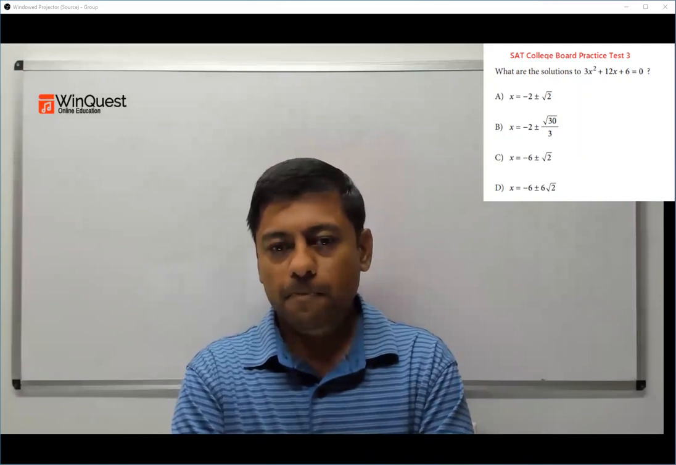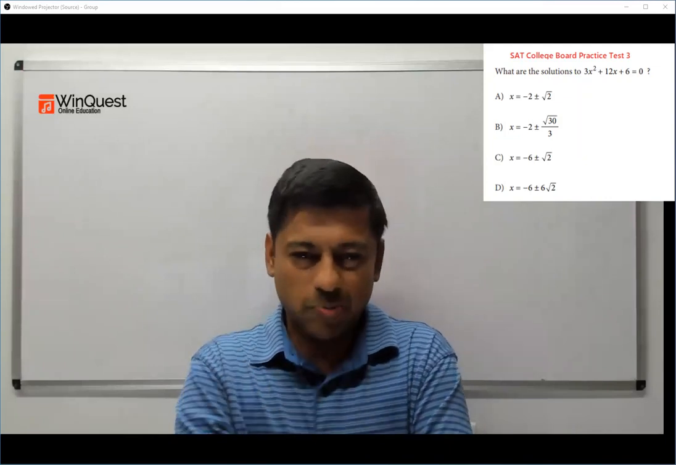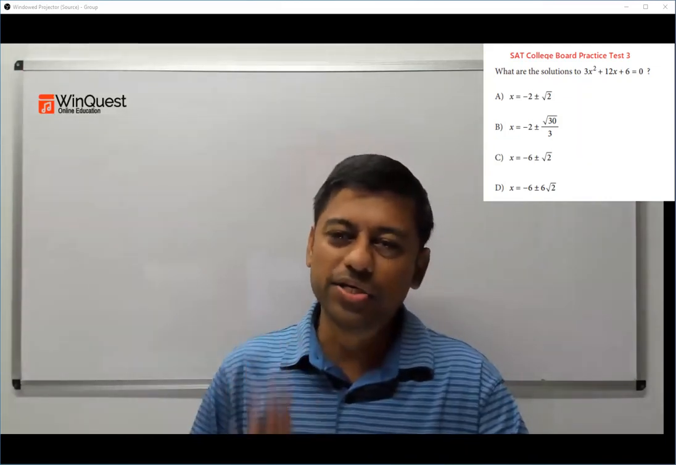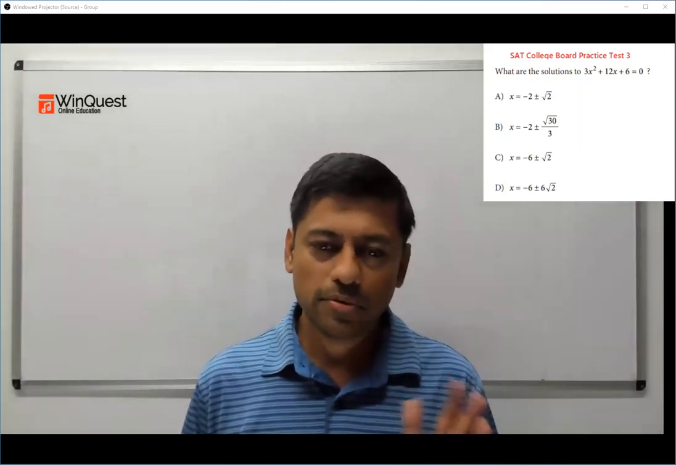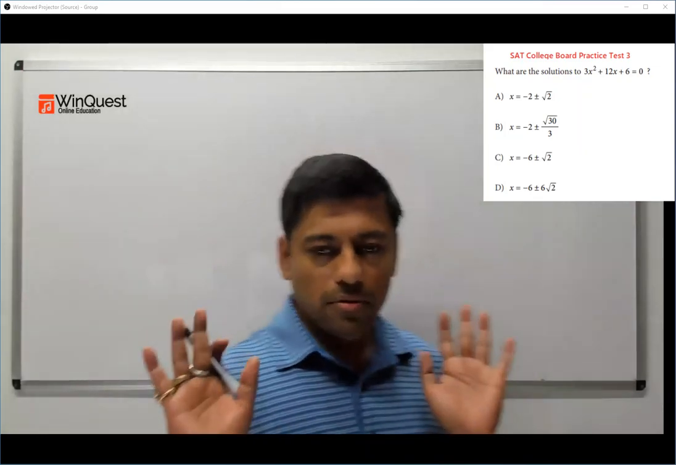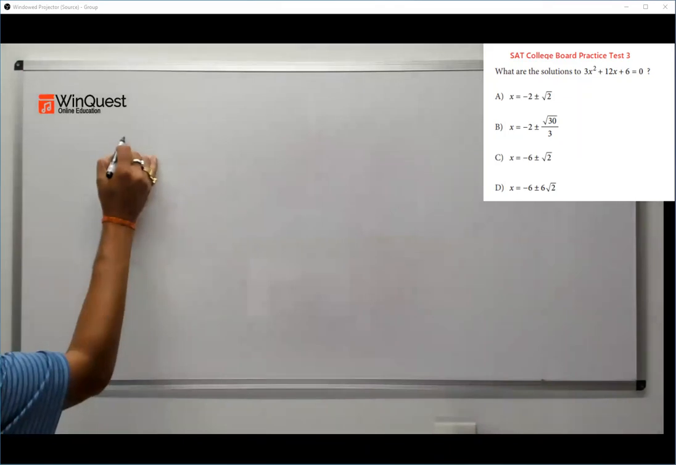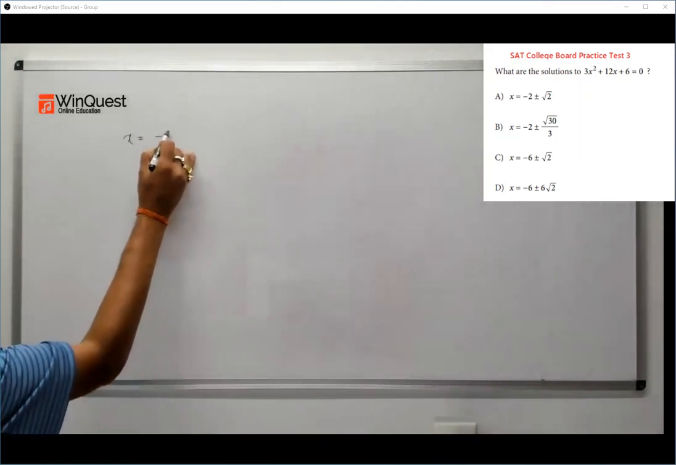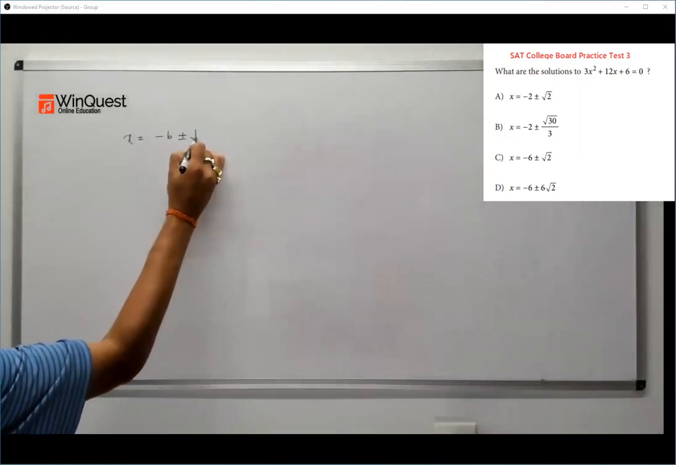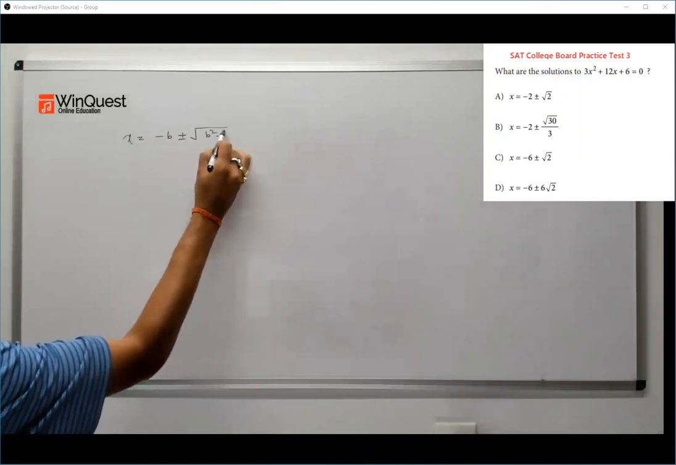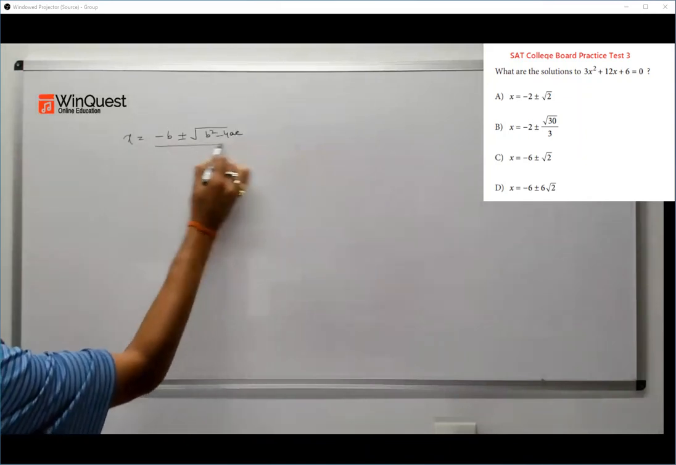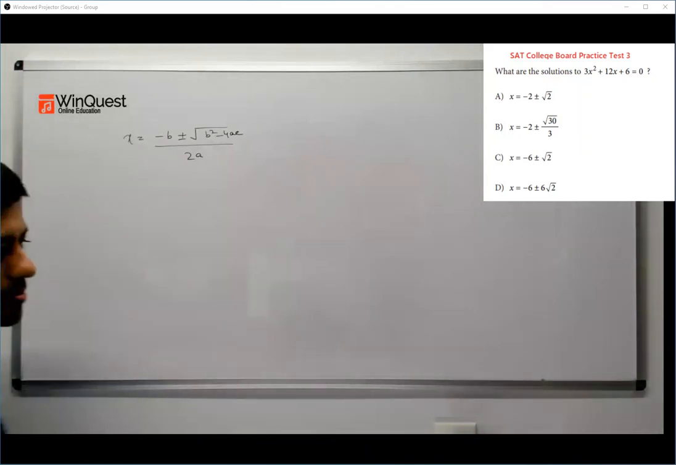Okay. What exactly has been done in this problem? It's a direct application of the root formula. You can easily see that. x equals minus b plus or minus the square root of b square minus 4ac, divided by 2a. Right?